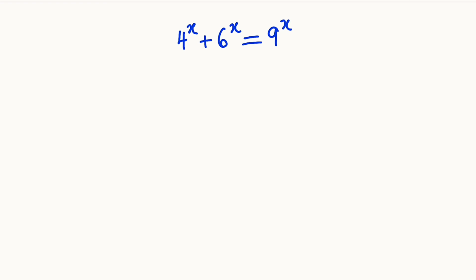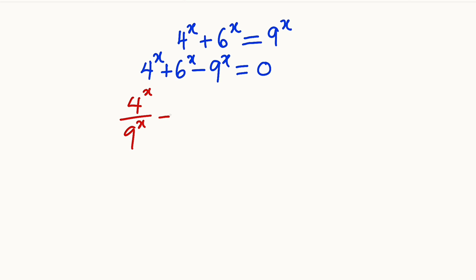First of all, let us rearrange the equation, bringing every term to the left. We have 4 to the power of x plus 6 to the power of x minus 9 to the power of x, which crosses over, and to the right we have 0. Next, let us divide every term here by 9 to the power of x. So we have 4 to the power of x divided by 9 to the power of x plus 6 to the power of x divided by 9 to the power of x minus 9 to the power of x divided by 9 to the power of x, and to the right we have 0 because 0 divided by 9 to the power of x is still 0.